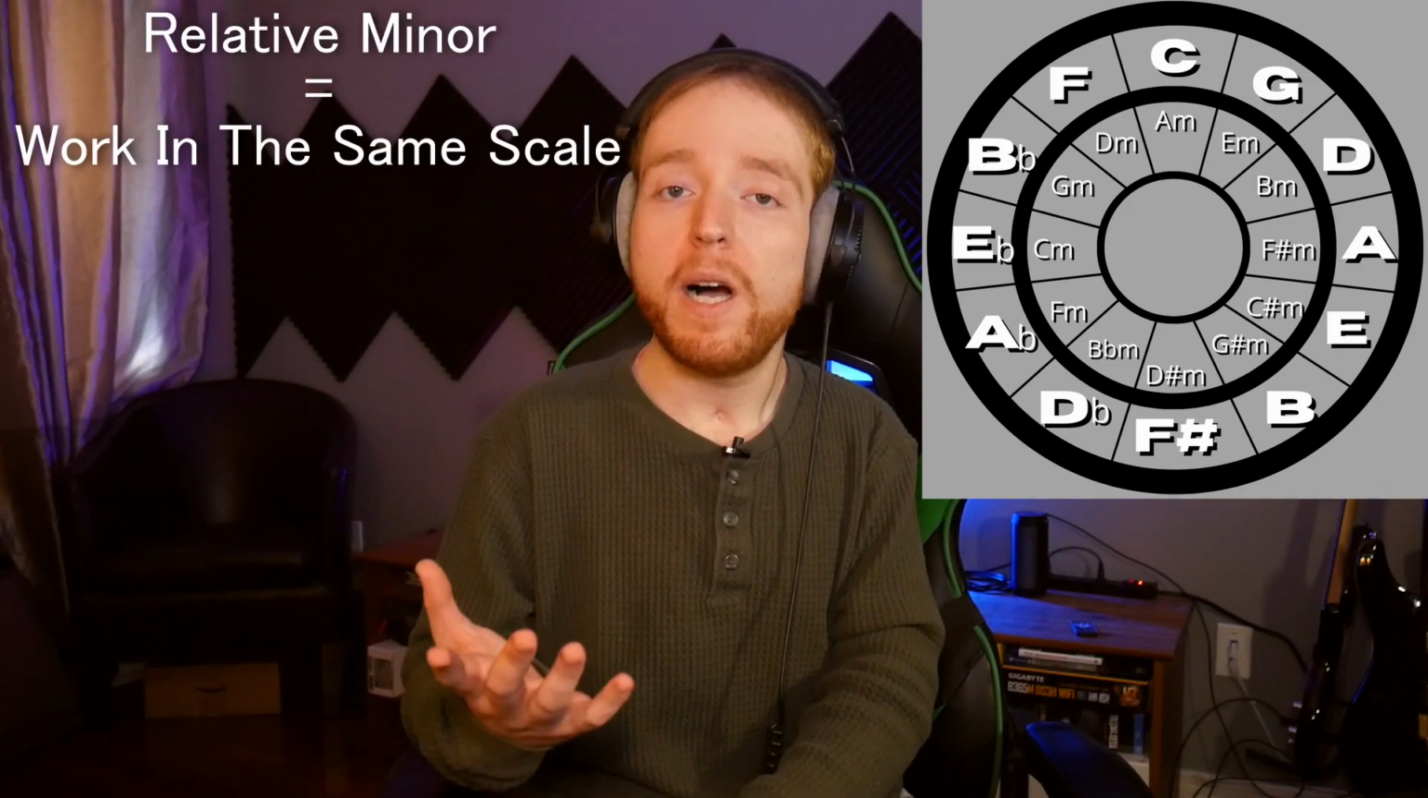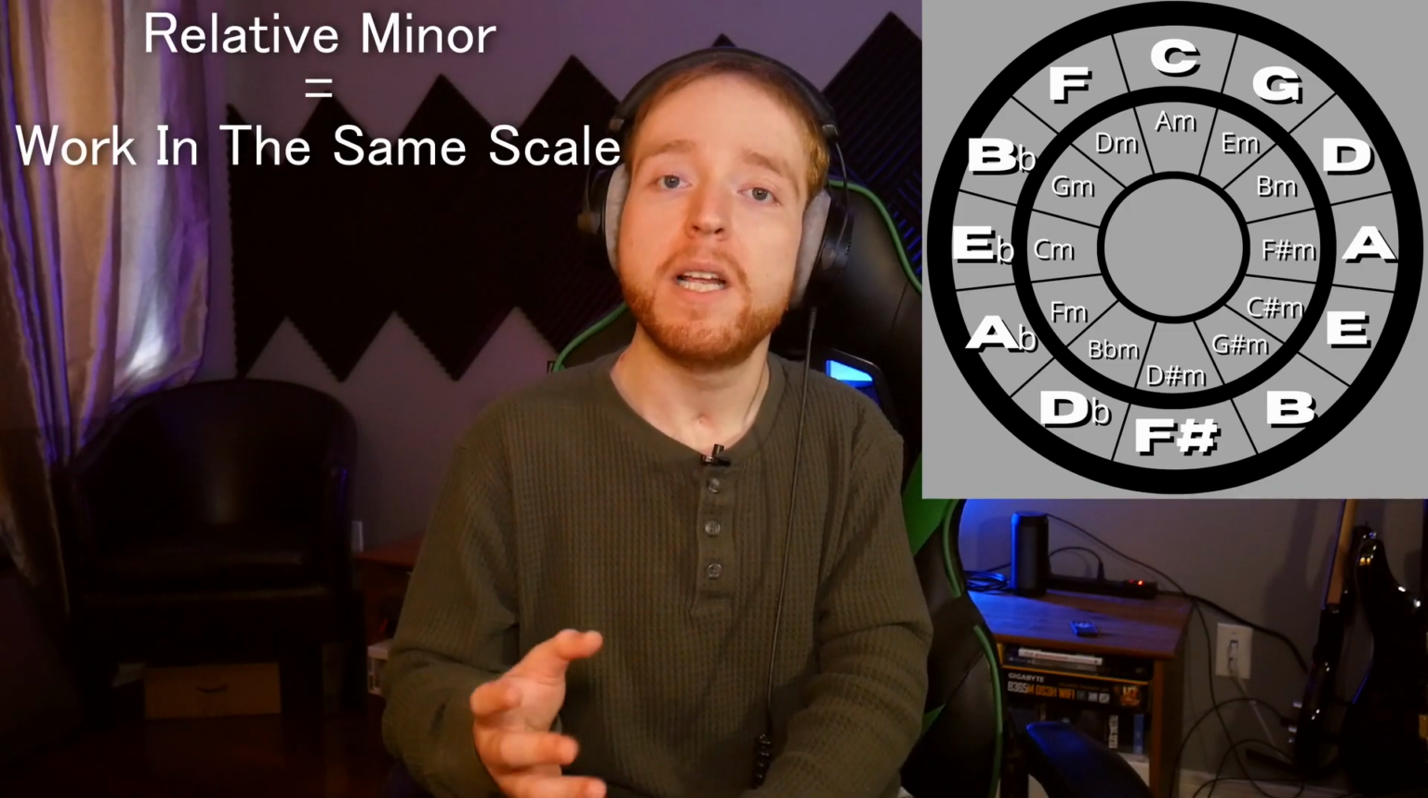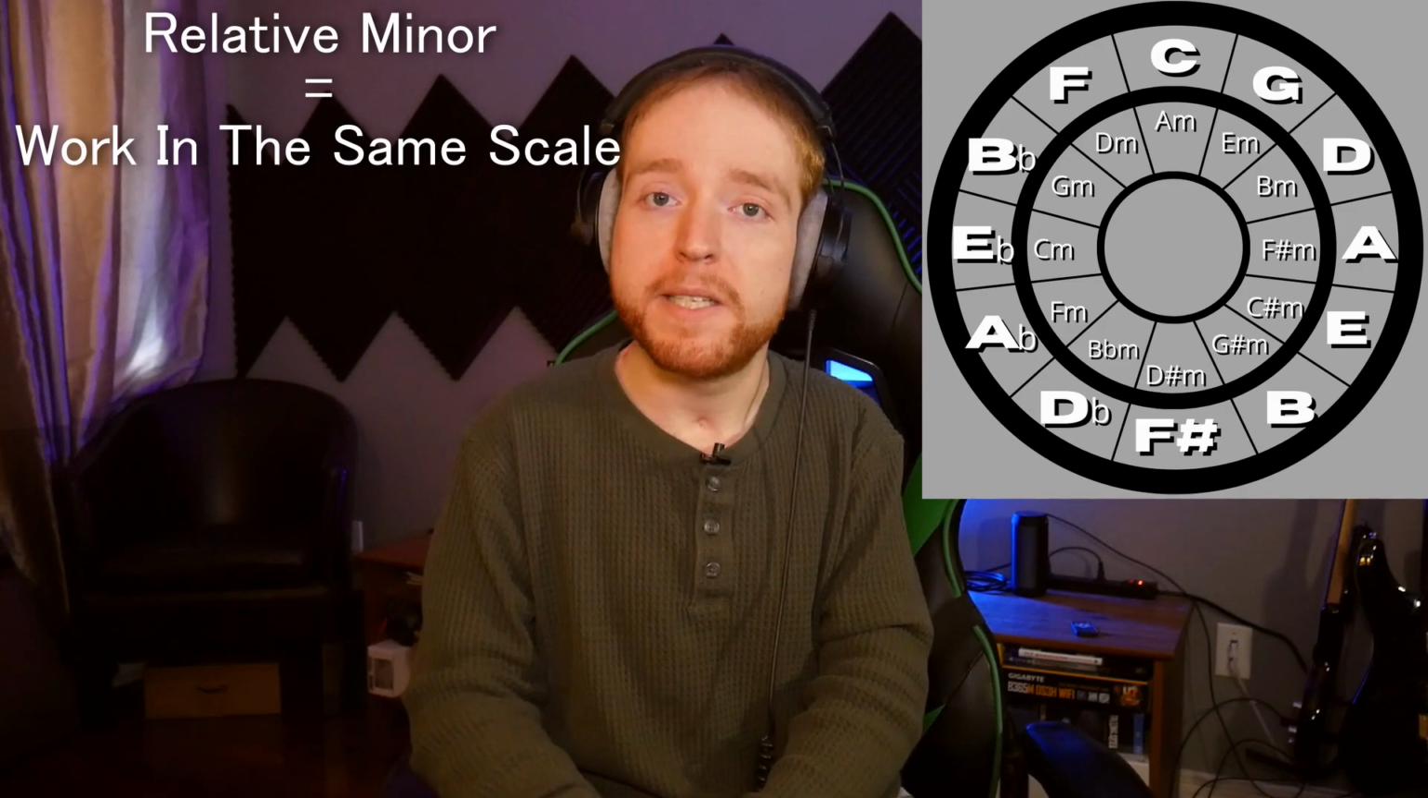Now let's talk about what is going on in the inner circle. What's happening on the inner circle is those are all relative minors. The relative minor of C is A minor, the relative minor of G is E minor, and the relative minor of D is B minor. The reason they are called relative minors is because they work in the same scale together.